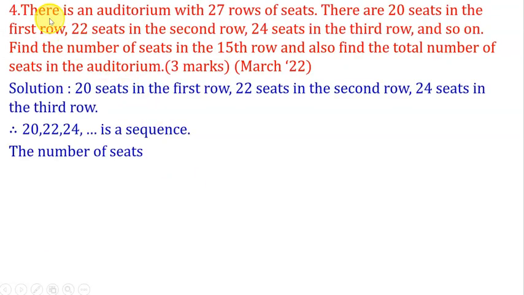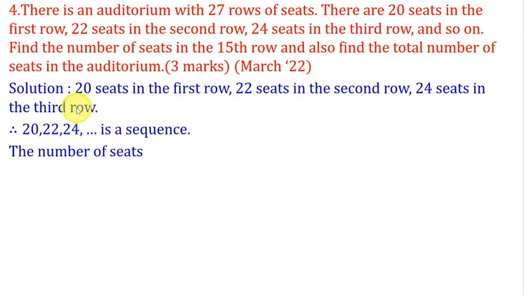Next example. There is an auditorium with 27 rows of seats. There are 20 seats in the first row. First row मध्ये 20 seats आहेत. 22 seats in the second row. 24 seats in the third row, and so on. Find the number of seats in the 15th row and also find the total number of seats in the auditorium. This question is asked March 22 च्या एक्झाम मध्ये विचार केलेला आहे 3 मार्च साठी.